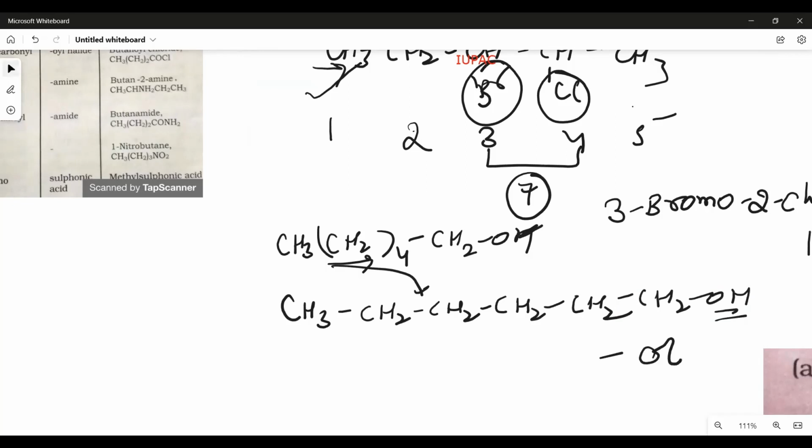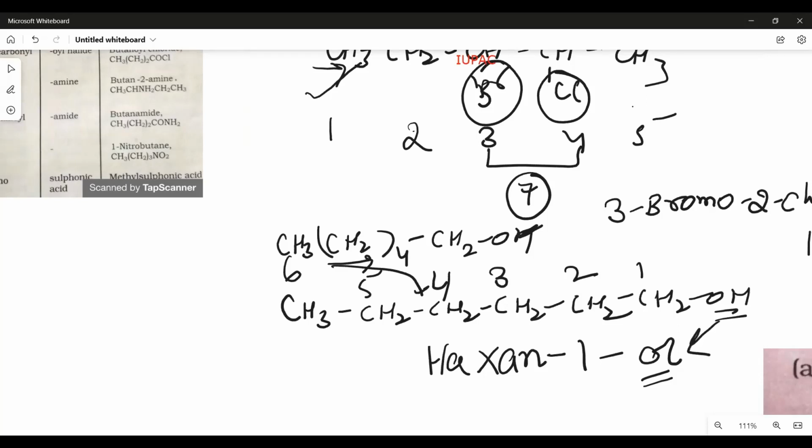And now we will see the number of carbon atoms and the position. 1, 2, 3, 4, 5 and 6. It will be hex. And there is no other substituent in it. So we have to write hexane, because there is no double bond or triple bond, and it will become hexane-1-ol, because the suffix comes out according to the OH group, which is the alcohol group, and it is a suffix here. And the 6 carbon atom chain with OH at the first position will become hexane-1-ol.